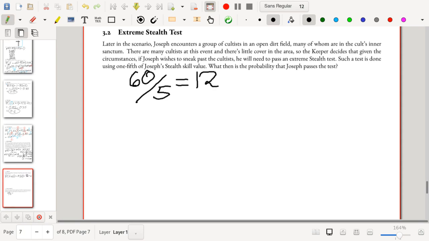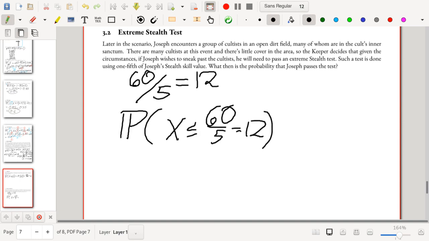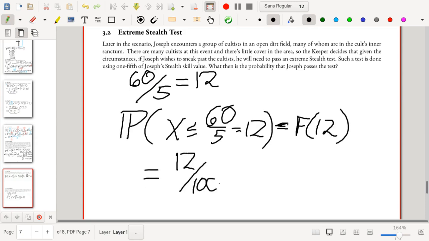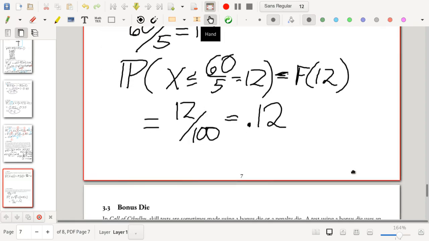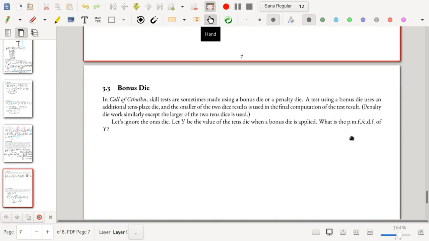What is the probability that Joseph passes the test? That's the probability that x is less than or equal to 60 divided by 5, which is equal to 12. And we can use the CDF to compute this. That's the CDF value at 12, which is 12 over 100, which is equal to 0.12. That's one thing that's nice about the game Call of Cthulhu. Your skill value is the probability you're going to pass that test.